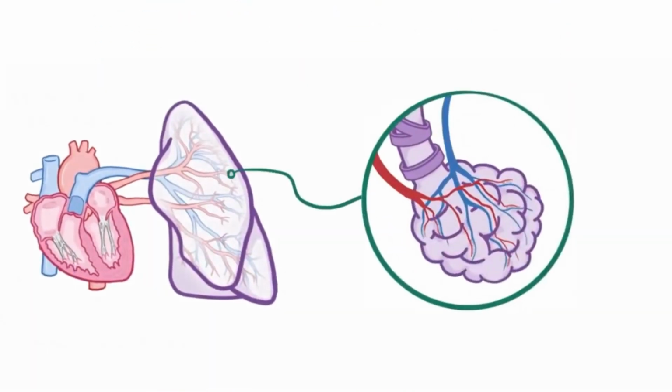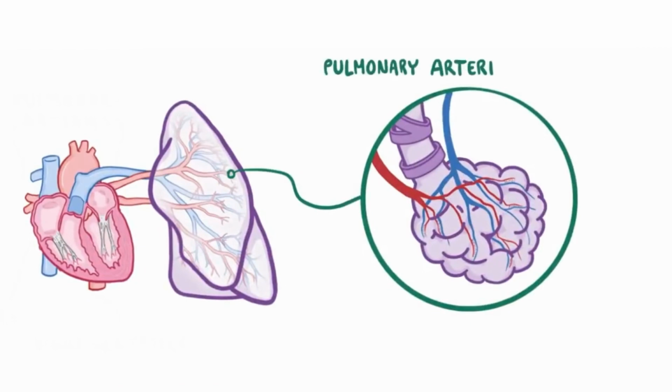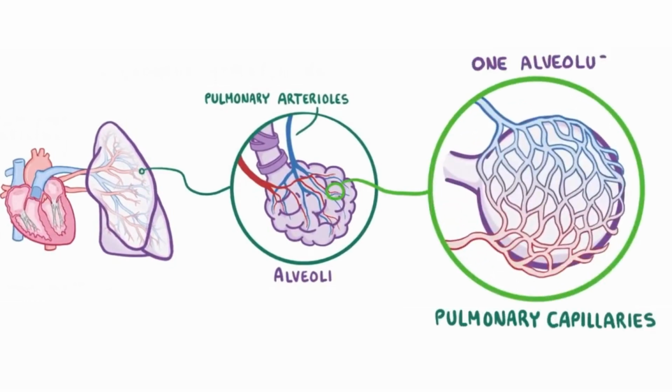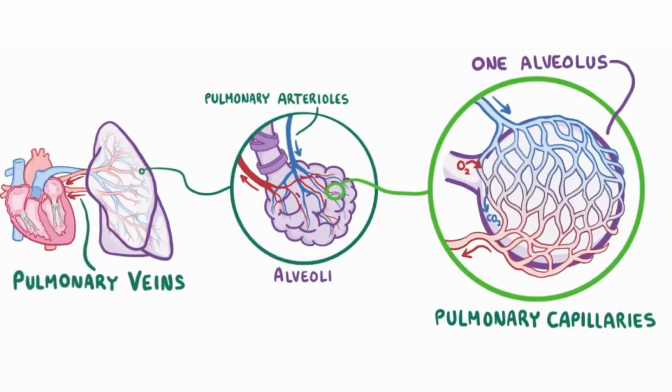The pulmonary arteries divide into smaller arteries known as pulmonary arterioles, and then eventually into pulmonary capillaries which surround the alveoli, which are the millions of tiny air sacs where gas exchange happens. At that point, oxygen enters the blood and carbon dioxide enters the alveoli. The pulmonary capillaries drain into small veins that join to form the two pulmonary veins exiting each lung. And these pulmonary veins complete the circuit by delivering oxygen-rich blood into the left atrium.